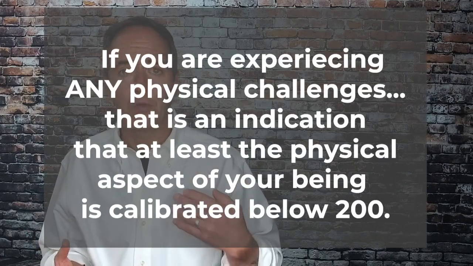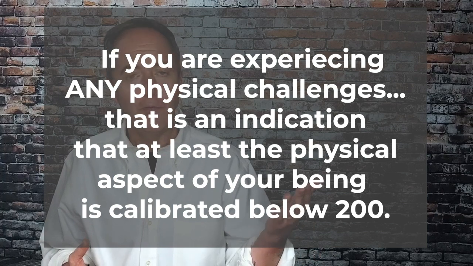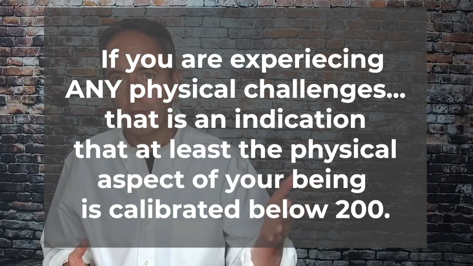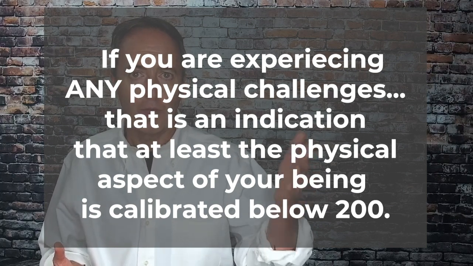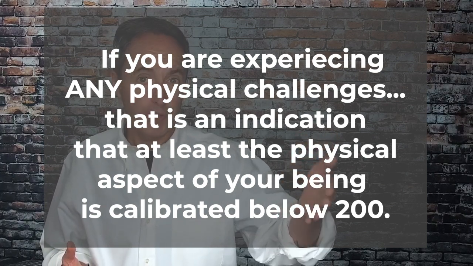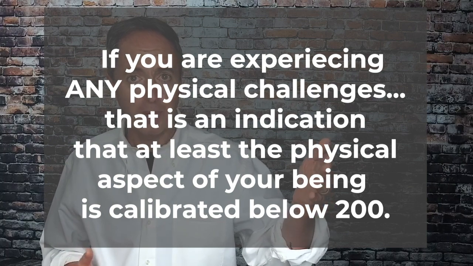So to take this example one step further, if you are experiencing any area of physical challenge, for example, that means at least the physical aspect of your being is calibrated below 200 and in very close proximity to the challenges that you're experiencing. So there too, if we're able to transform the physical aspect of your being from wherever it is currently calibrated, but you're experiencing dis-ease, to an energy level above 200, and you are able to sustain that and to maintain that, the dis-ease cannot continue to express itself.